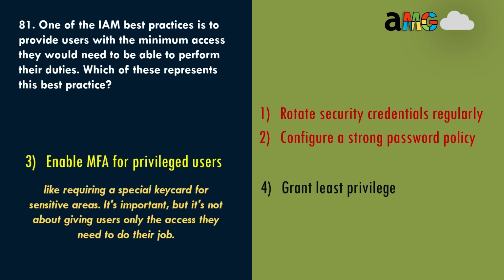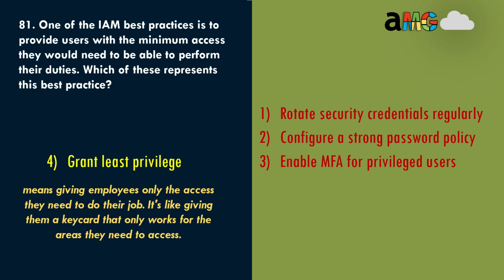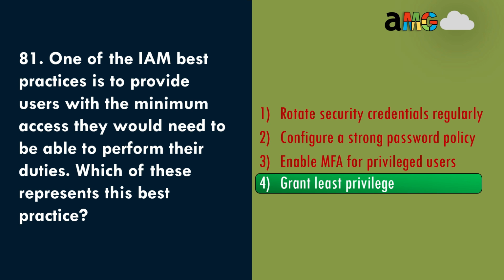Third option, enable MFA for privileged users, is like requiring special keycard for sensitive areas. It's important, but it's not about giving users the only access they need to do their job. Right? So this is also the wrong answer. Lastly, we come to the fourth option, which is grant least privilege, and it means giving employees only the access they need to do their job. It's like giving them a key card that only works for the areas they need to access. Right? So option 4, grant least privilege, is the correct answer.